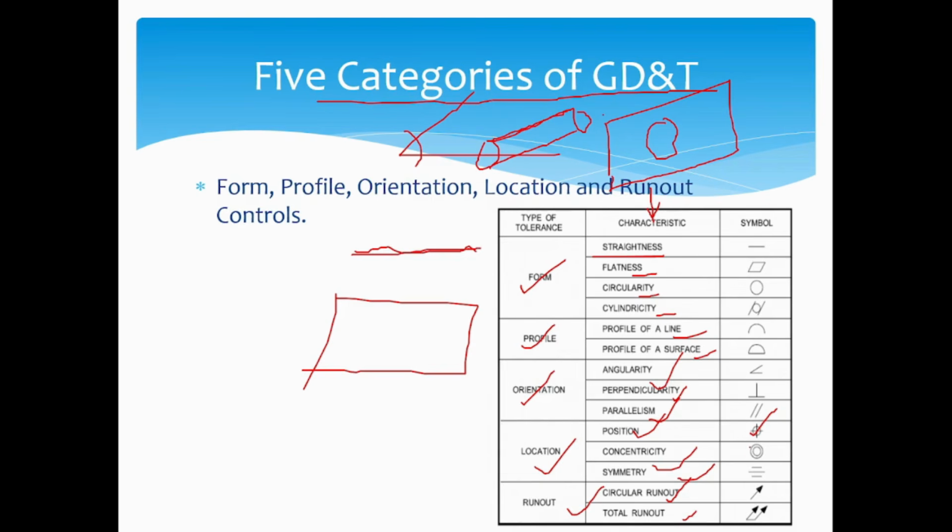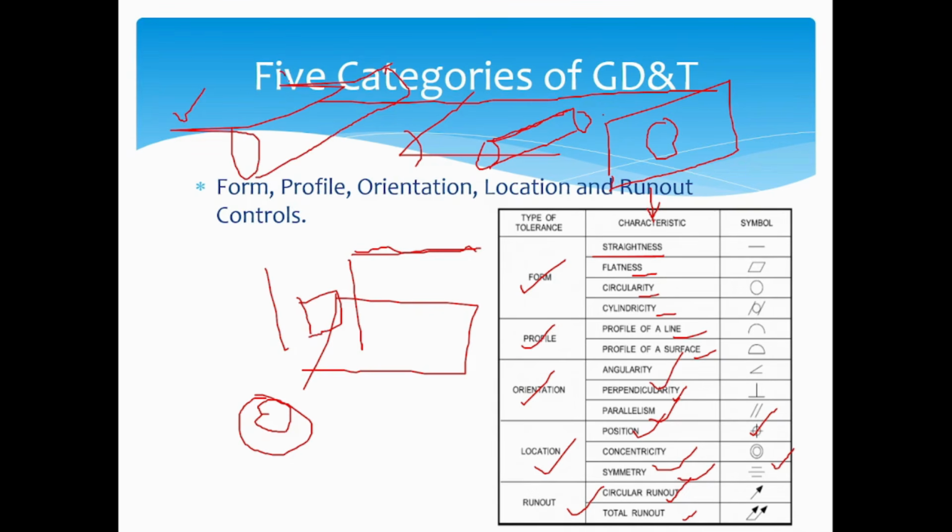Concentricity, that means the hole and the shaft should be concentric. Symmetry: if there are two surfaces and I have a square shaft, then that should be symmetric between these two. Circular runout and total runout are the runout of these surfaces that we discussed with the help of go and no-go gauges.